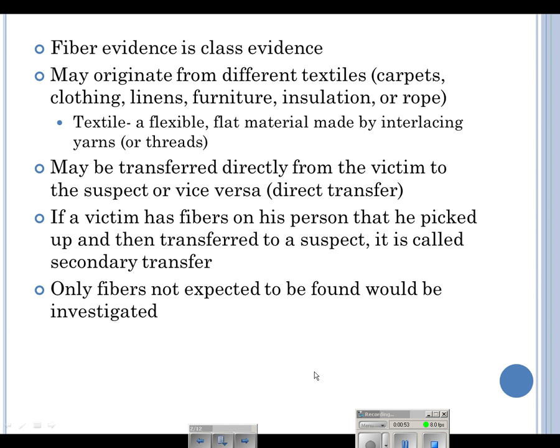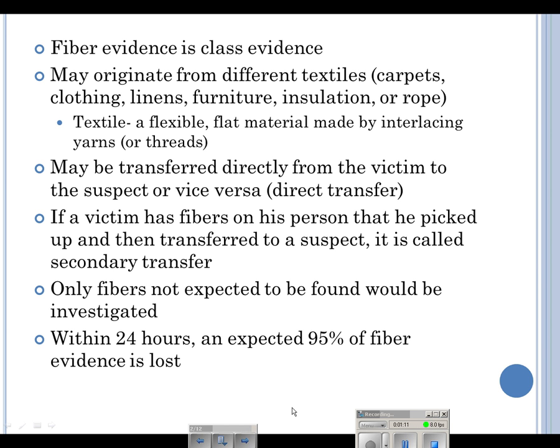Only fibers that are not expected to be found at a crime scene would be investigated. So they're not going to start pulling all the fibers up in a carpet just because it's there. But something that is found maybe on a victim that wouldn't be normal or wouldn't be part of where the body was found would be investigated. And within 24 hours, an expected 95% of fiber evidence is actually lost.